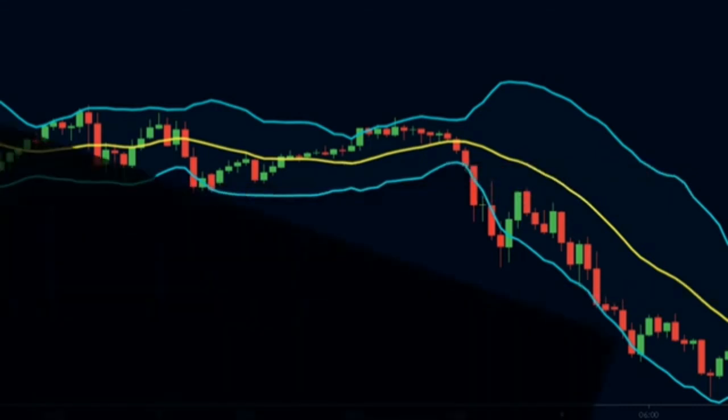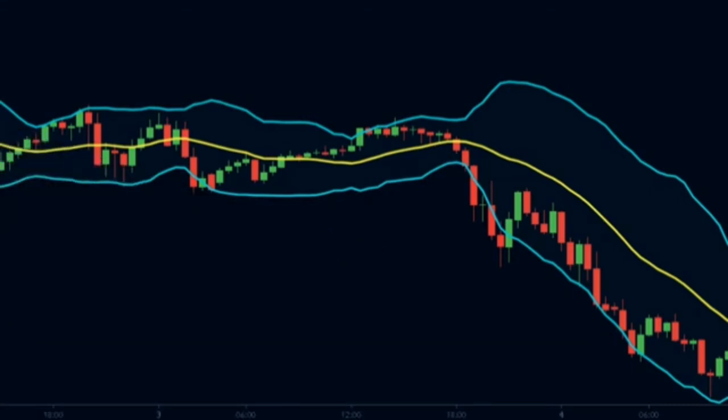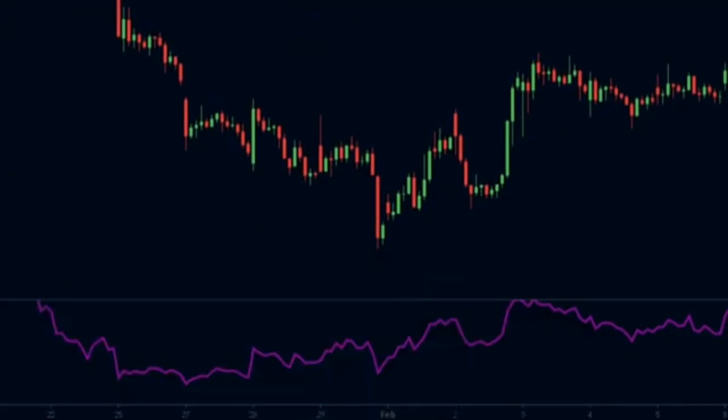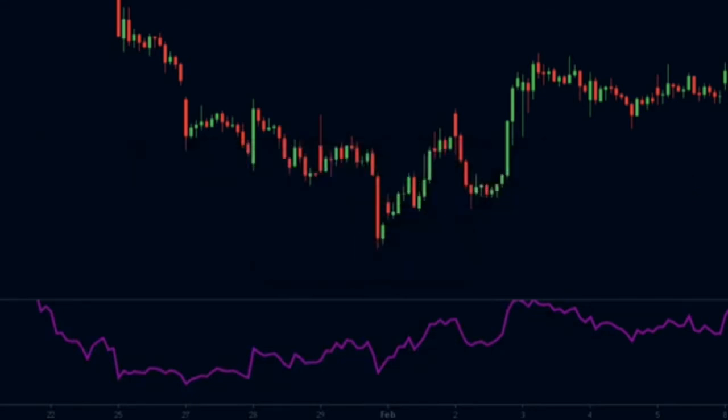This strategy is very powerful when used on 15 and 30-minute time frame. But I recommend back testing it before use. Let us now learn the second strategy. The second strategy is called the RSI Bollinger Band combo.